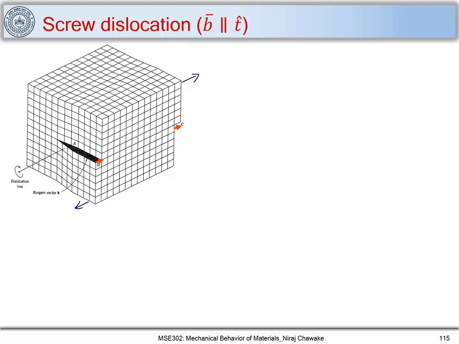So you can see that the top part has moved or sheared with respect to the bottom part, and it creates a step which is marked by a displacement vector known as Burgers vector. And this Burgers vector, you can see clearly, is parallel to a dislocation line. Now let's visualize this screw dislocation.